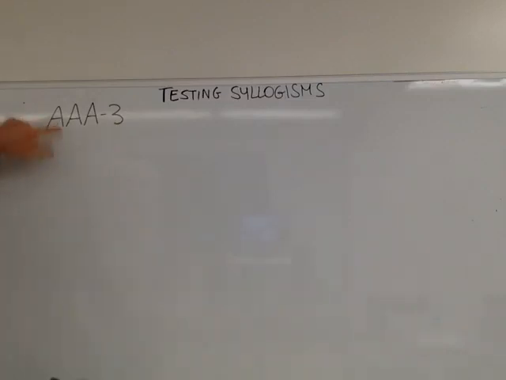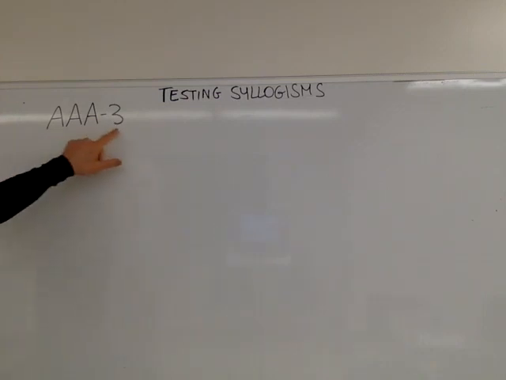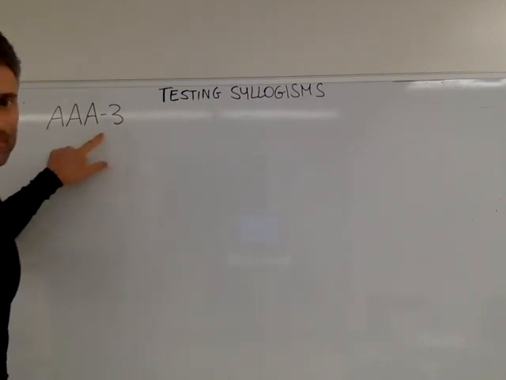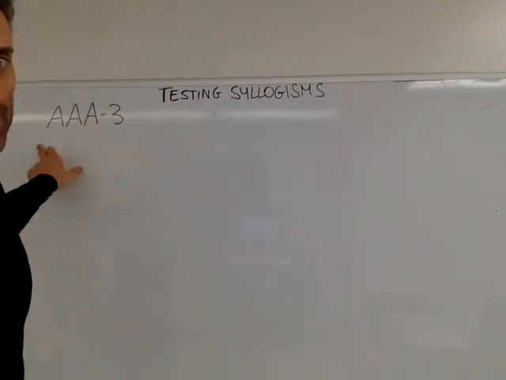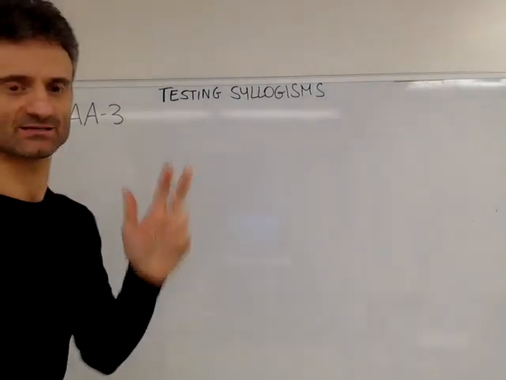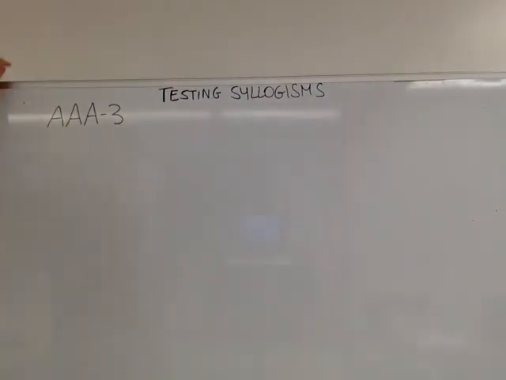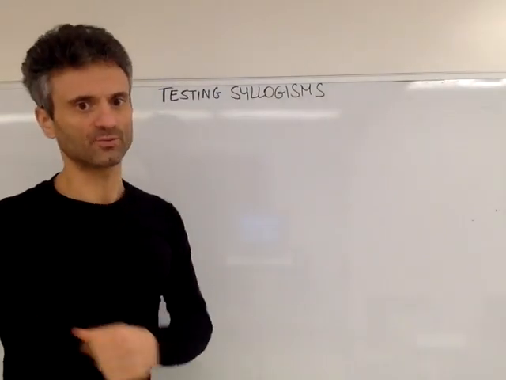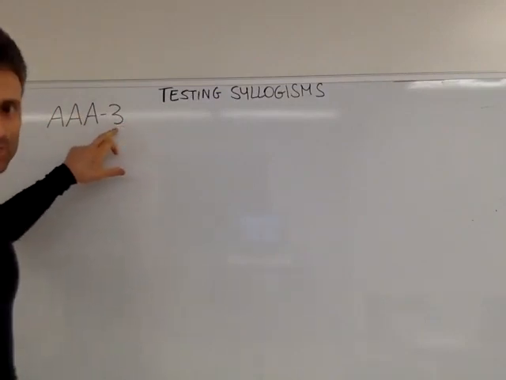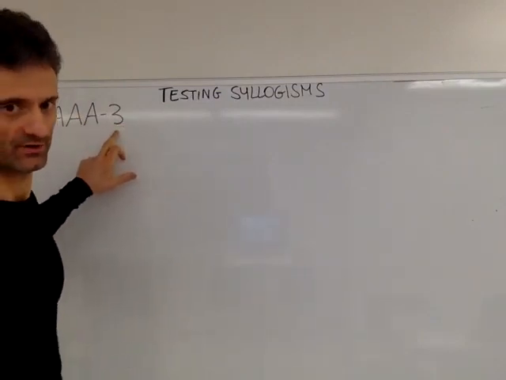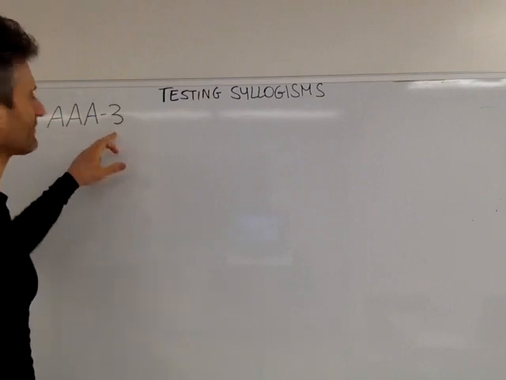Remember that A3 is the A is the mood, and number 3 is the figure. So the mood tells you what kind of statements, and in this case we have 3 A statements. Okay, they are going to be in the A form, so all S are P. And I hope you remember what the figure is. If you don't remember, I refresh your memory.